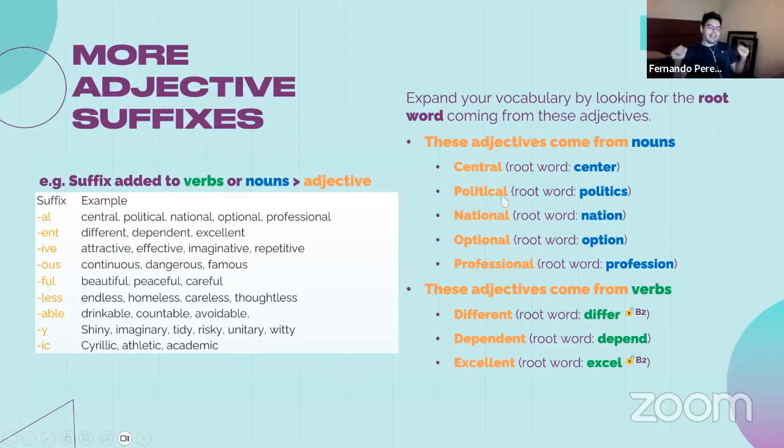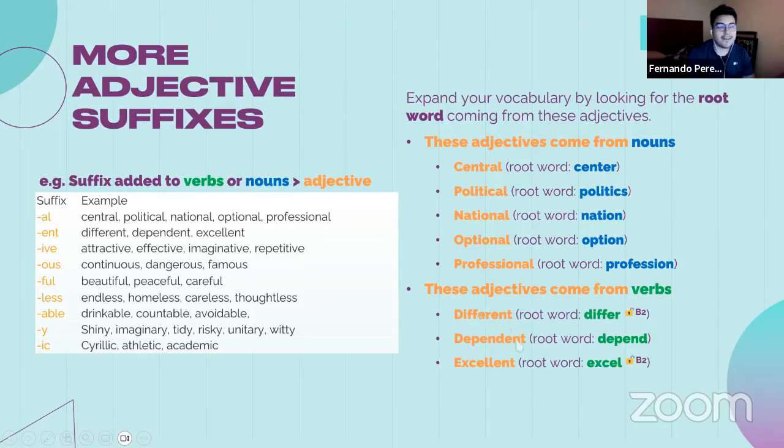This was last week's object, no? Transforming nouns and verbs into adjectives. Verbs transform using -ed and the past participle and the -ing, but also it is used with some other suffixes. For example, different, dependent, and excellent. The suffix "ent" creates adjectives from verbs too.